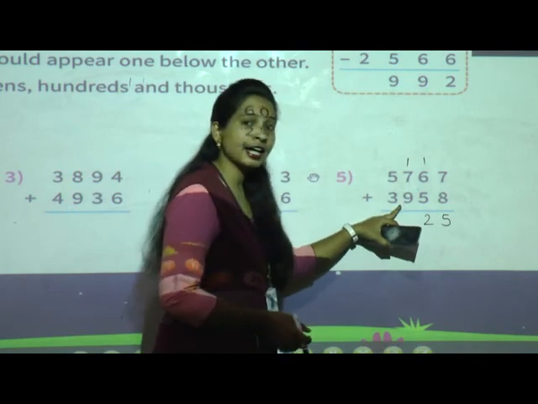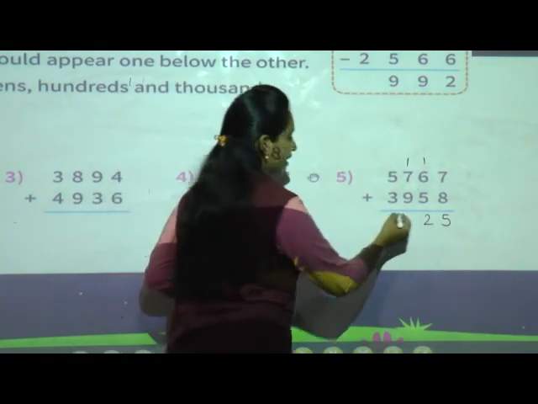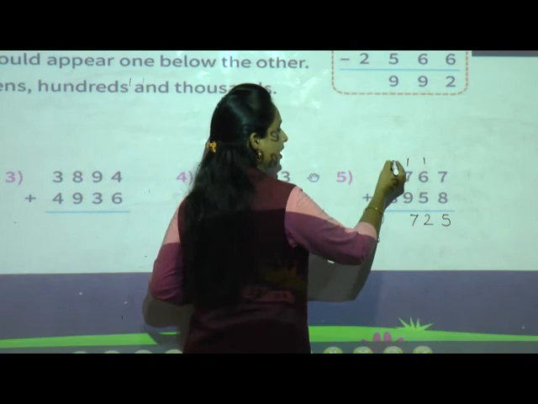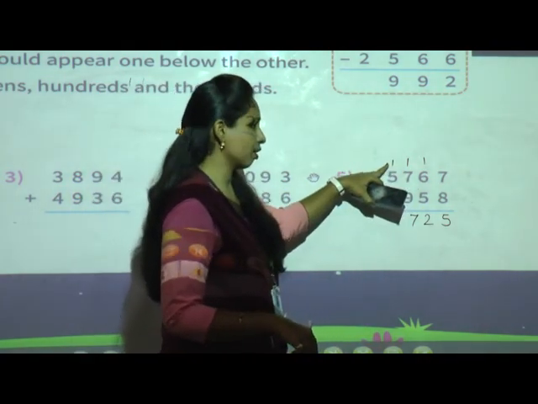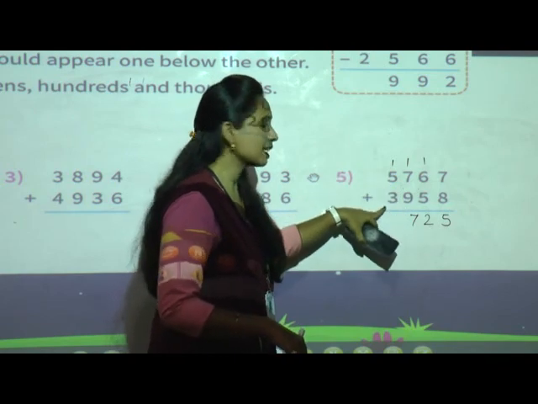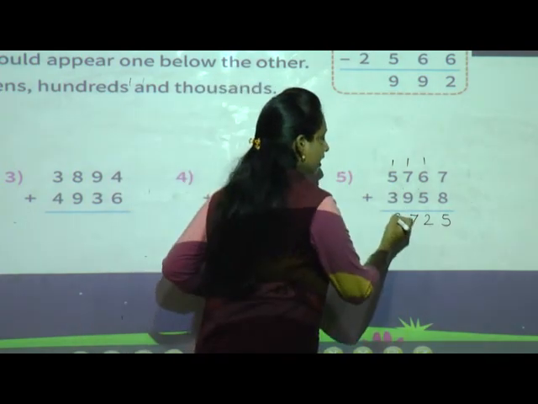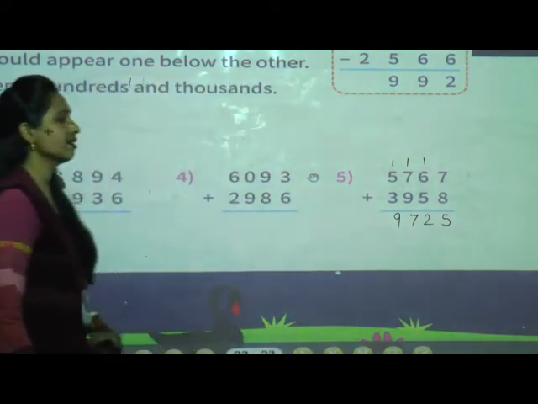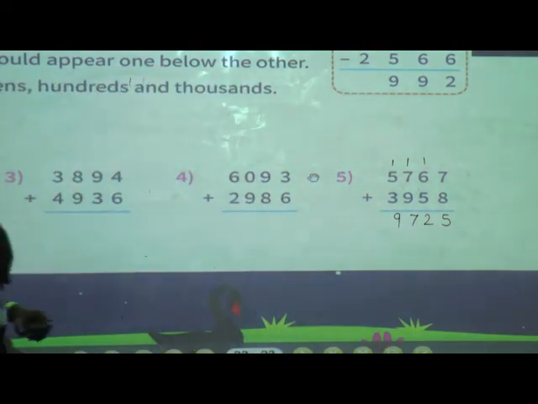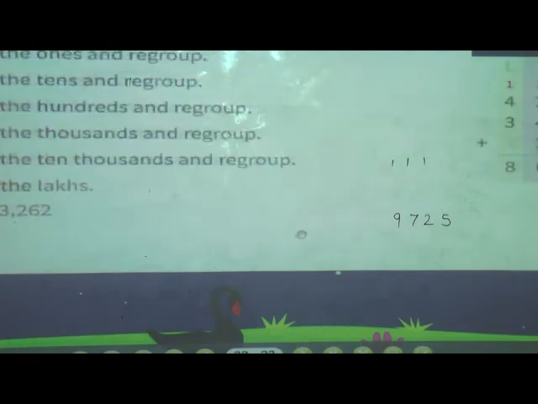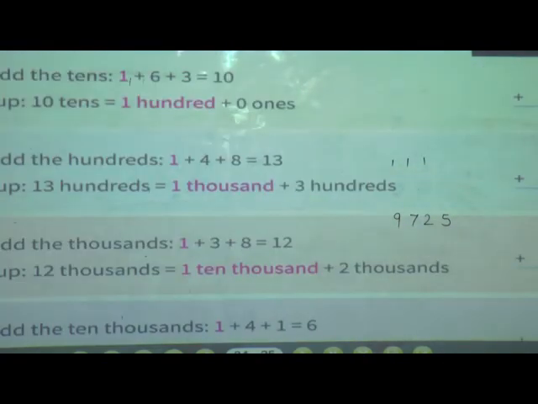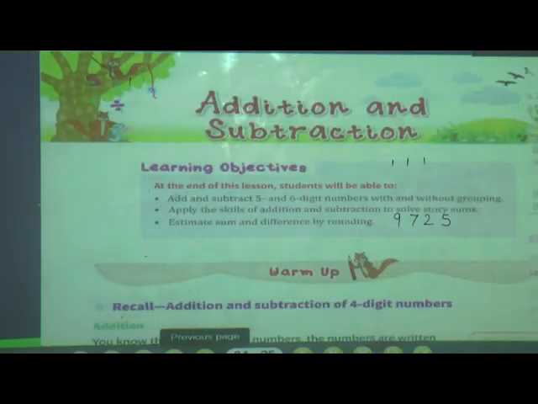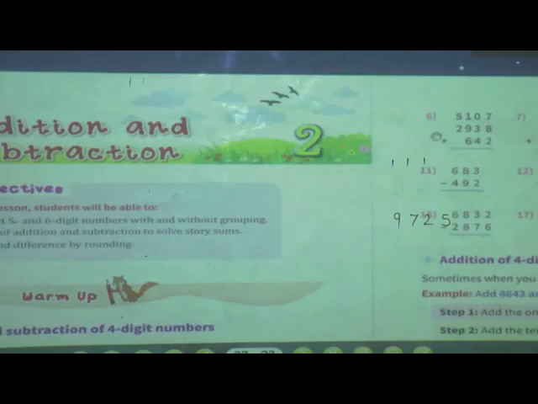And 8 plus 9, 17. So 7 is written in the hundreds place and 1 will go as carry to the thousands place. Now 1 plus 5, 6. 6 plus 3, 9. Understood? The answer is 9725. Okay, they have given some more questions on page number 23.